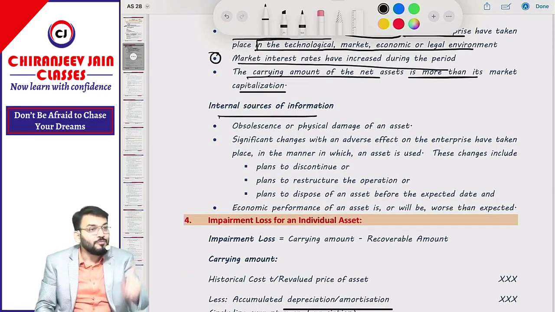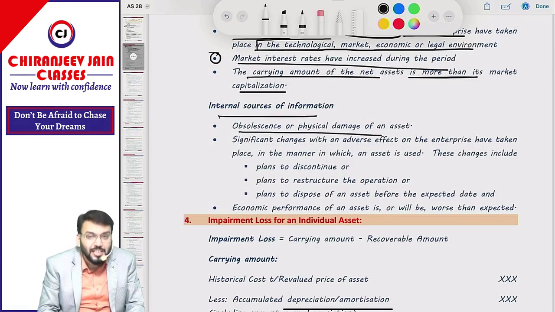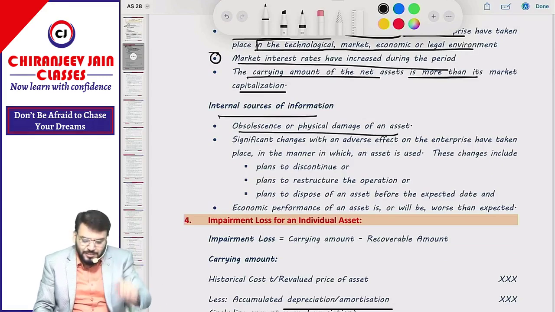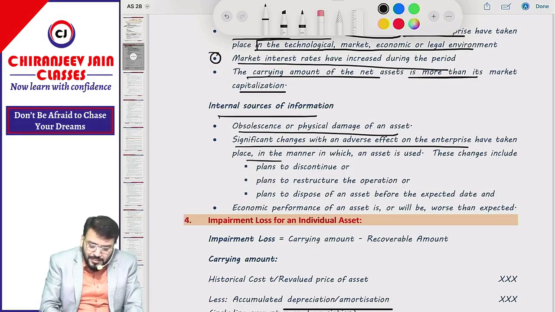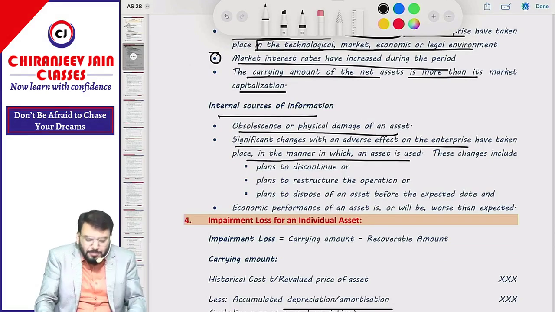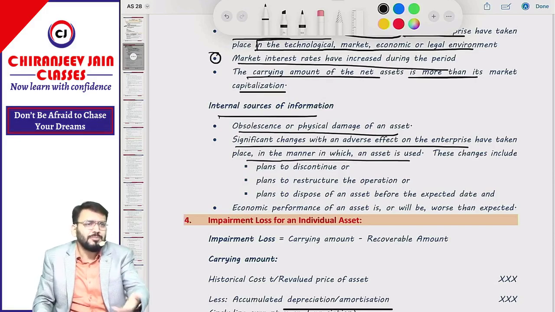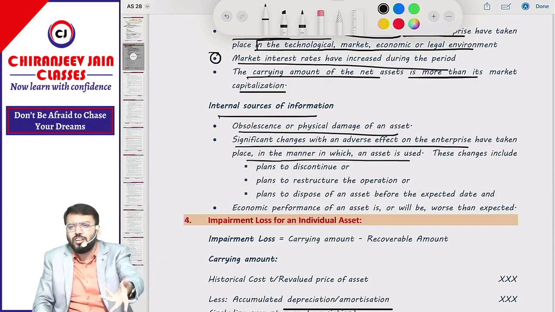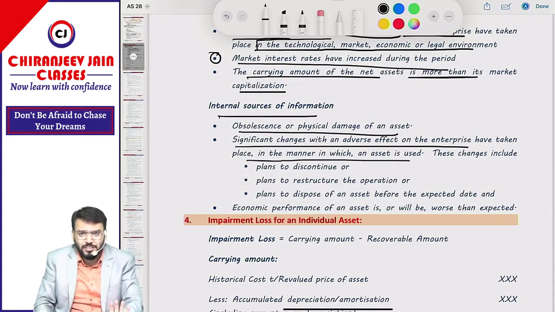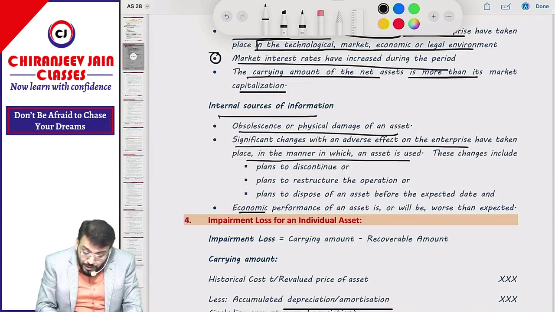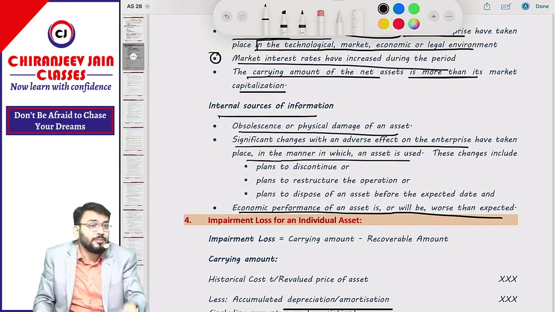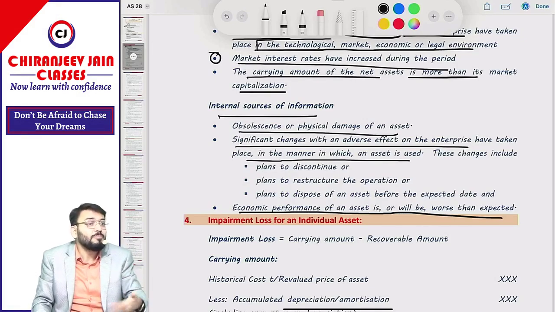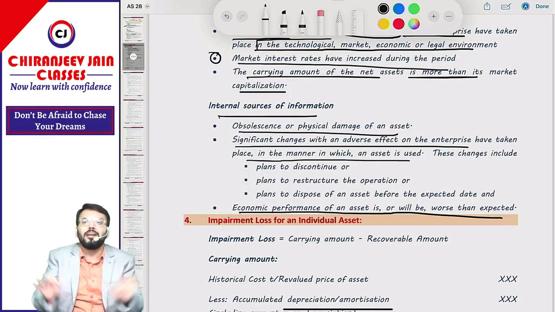Internal sources of information. First point: obsolescence or physical damage of the asset. The asset is destroyed. This might be an indicator. Significant changes with an adverse effect on the entity have taken place in the manner in which the asset is used. This may be, for example, restructuring. We have done in AS 29 a plan to discontinue. We have decided to discontinue the business. This might be one example. Economic performance of the asset is worse than expected. You expected 10,000 units to be produced, but now only 1,000 units are produced. So economic performance is worse than expected. This might be one indicator.